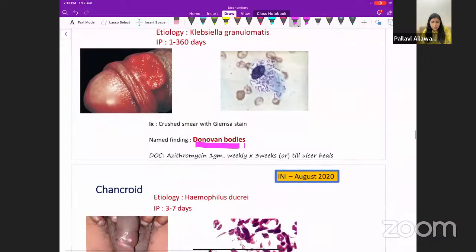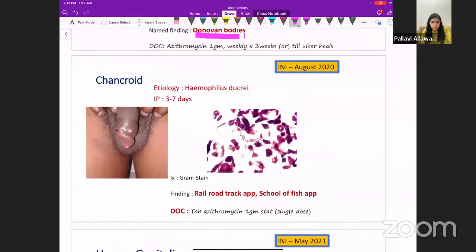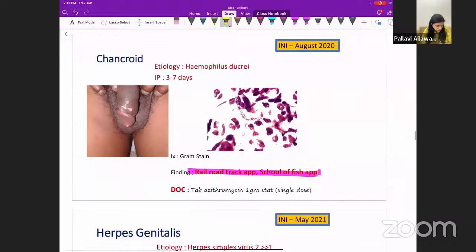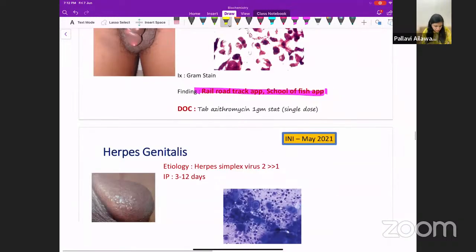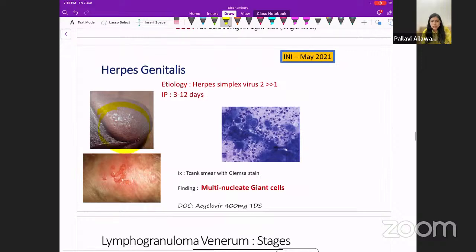Chancroid, multiple painful ulcers with painful suppurative lymph nodes. The finding on the stain is the railroad track appearance or the school of fish appearance. This is chancroid. With herpes, grouped painful vesicles, what you see on the smear are multinucleate giant cells.